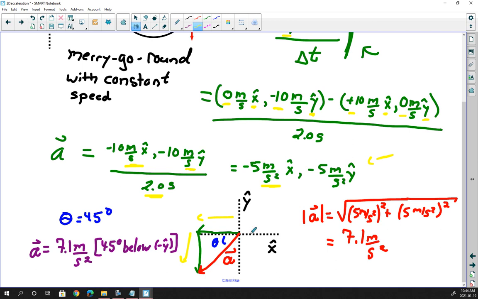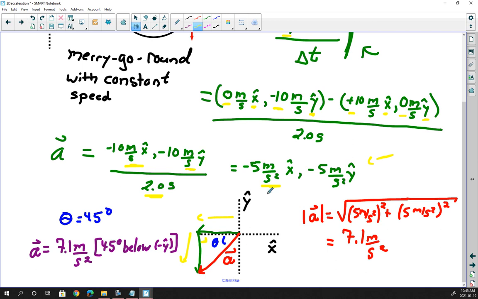Now, if you want to express it as angle magnitude, you know how to do this because it's 90 degrees in here. So you simply take the two sides to find the length of the hypotenuse. We know how to do that. So that would be 5 meters per second squared plus 5 meters per second squared. Square it, find the square root, and we get 7.1 meters per second squared. So that's the magnitude of this. Now, since the x part and the y part are both 5, these two sides are 5, we know that the angle theta is 45 degrees. So I could rewrite this as 7.1 meters per second squared, 45 degrees below the negative y hat direction.